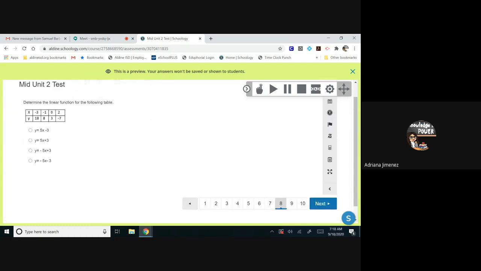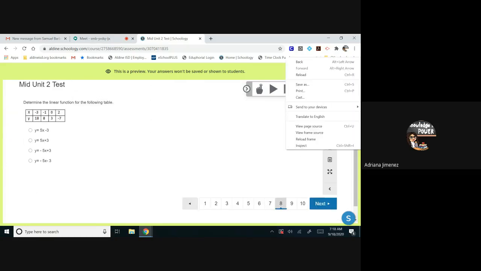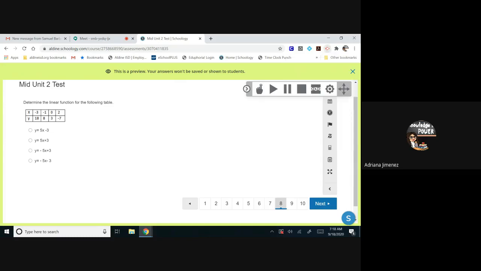All right, number 8. Determine the linear function of the following table. All right, so you need to find the rate. Okay, so we did that. You find the patterns, okay? The pattern is going on here. And remember, because it already told you it's linear, you only have to find the pattern once.